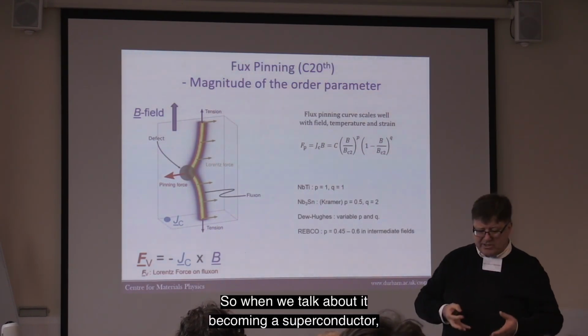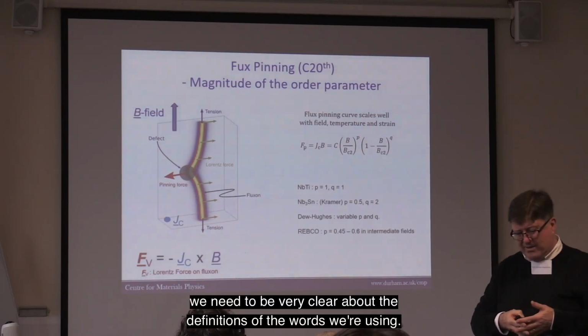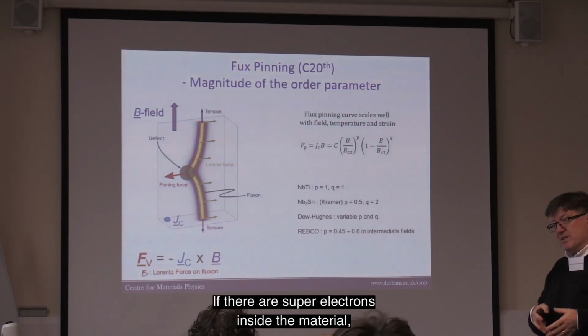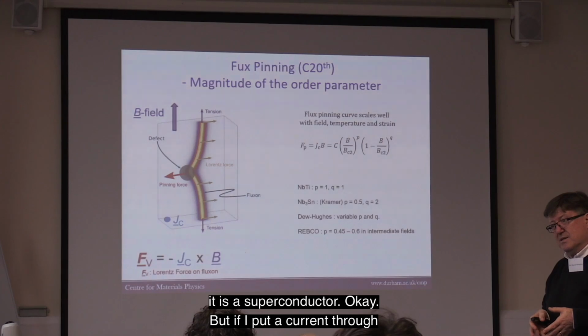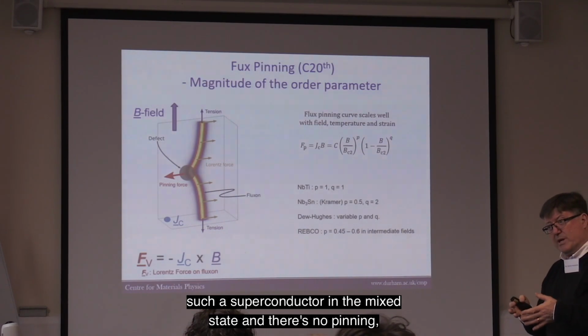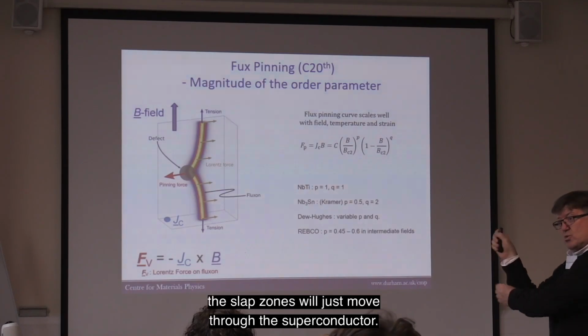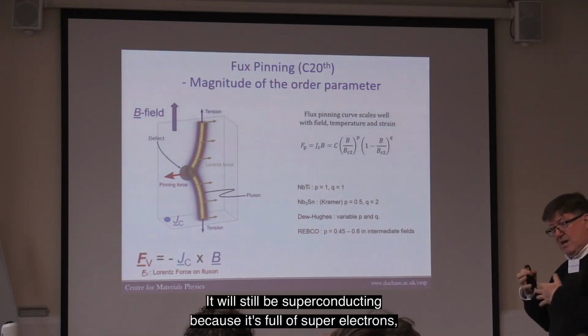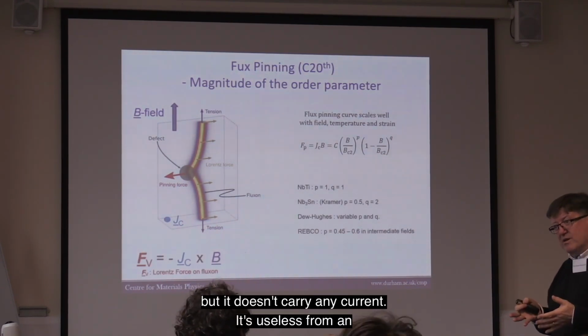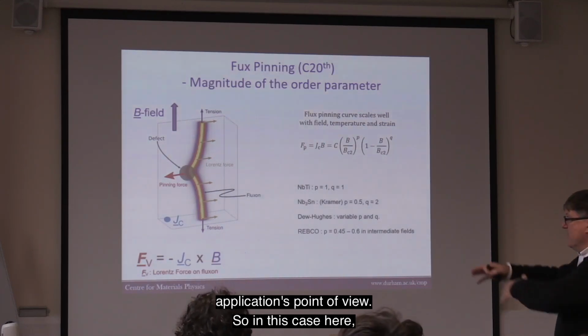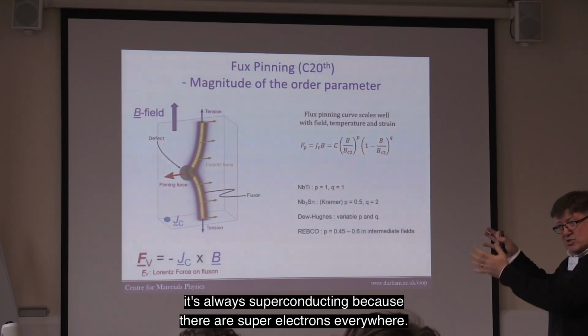So when we talk about it becoming a superconductor, we need to be very clear about the definitions of the words we're using. If there are superelectrons inside the material, it is a superconductor. But if I put a current through such a superconductor in the mixed state, and there's no pinning, the fluxons will just move through the superconductor. It will still be superconducting because it's full of superelectrons, but it doesn't carry any current. It's useless from an applications point of view. So in this case, it's always superconducting because there are superelectrons everywhere.